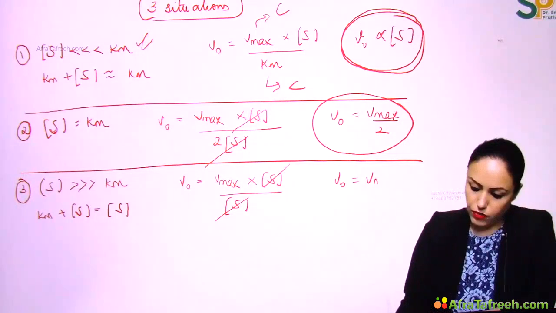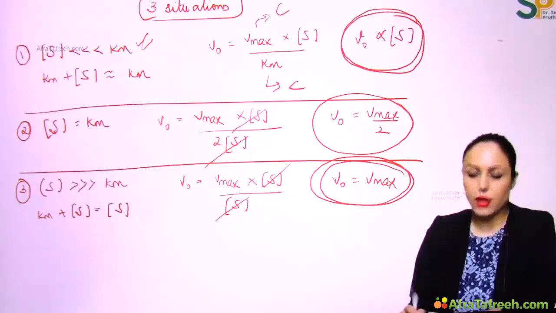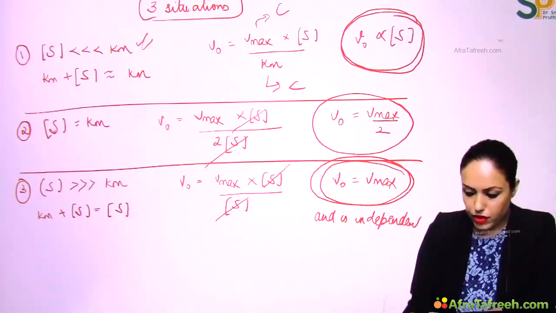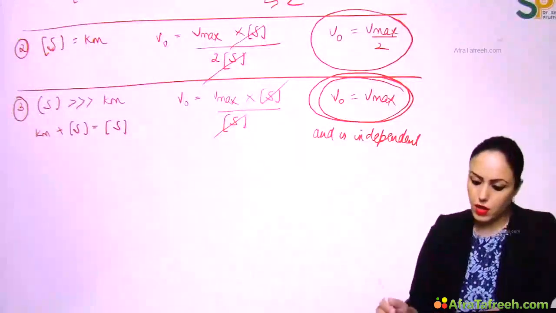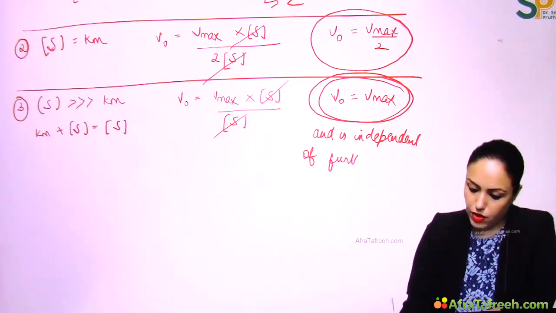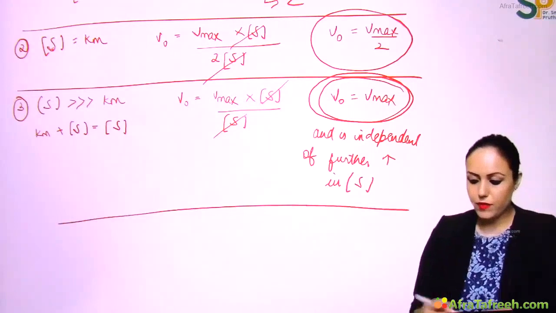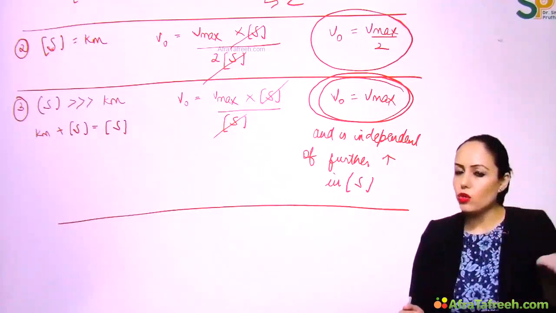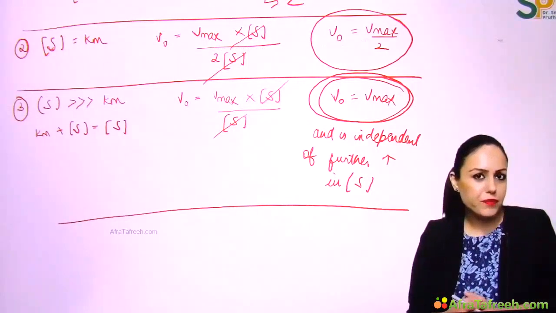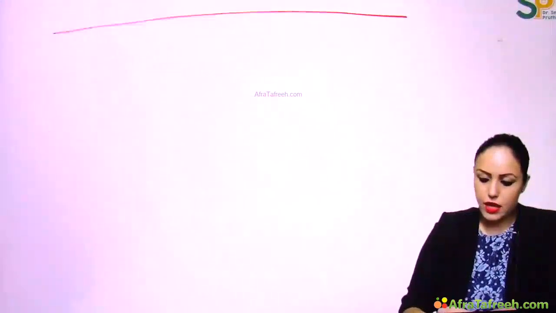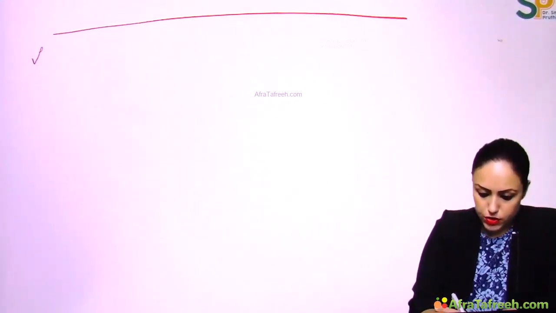So at this point, velocity is the maximum velocity, that is Vmax, and is independent of further increase in substrate concentration, right? Velocity is maximum here and is independent of further increase in substrate concentration. So these are the three situations which we have taken and derived. In short also, I have told you all these things earlier. Okay. Now there is a modification of the Michaelis-Menten graph known as the Lineweaver-Burk plot. So let's see that.